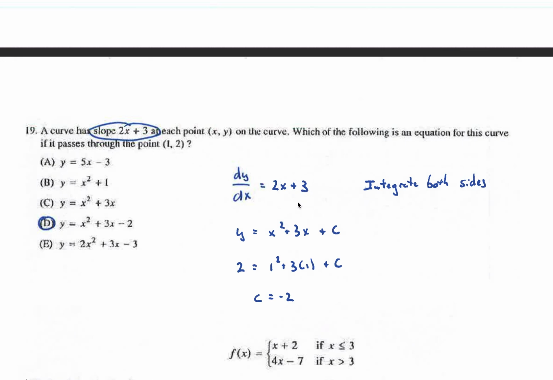This is the derivative, so let's do reverse power rule and increase the power by 1 and divide by the new power. And then I want it to pass through the point (1, 2). So if I know 1 is an x value and 2 is the y value, I can find c, and then I can find the particular quadratic that fits that.